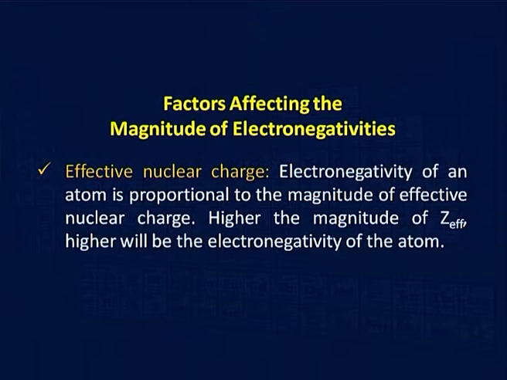Then it depends upon the effective nuclear charge. We have seen in the periodic table that the nuclear charge increases when we move across the period or down the group, but electronegativity depends solely on the effective nuclear charge. Therefore, the electronegativity of an atom is proportional to the magnitude of the effective nuclear charge. The higher the magnitude of effective nuclear charge, the higher will be the electronegativity of the atom. When the atom is small and has high nuclear charge, it has high effective nuclear charge. Therefore, atoms having higher effective nuclear charge have a high value of electronegativity.